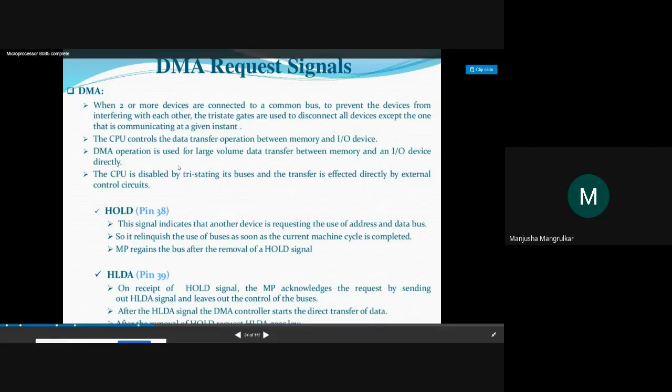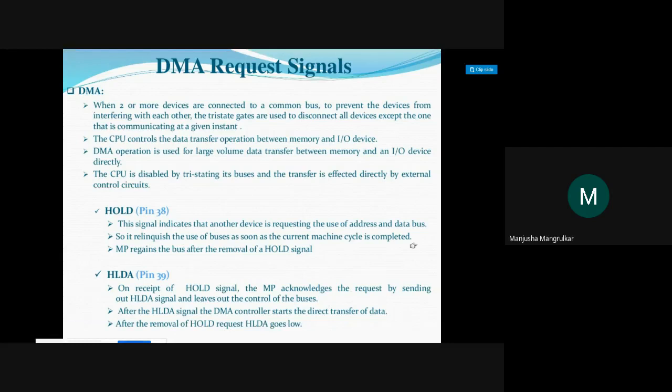So for that purpose the DMA signal is used, HOLD. These signals indicate that other devices request the use of the address and data buses. So it uses the buses as soon as the current machine cycle is completed. The microprocessor, when the DMA sends the HOLD signal, will complete the current cycle, and then it will send the acknowledgement signal to the DMA.